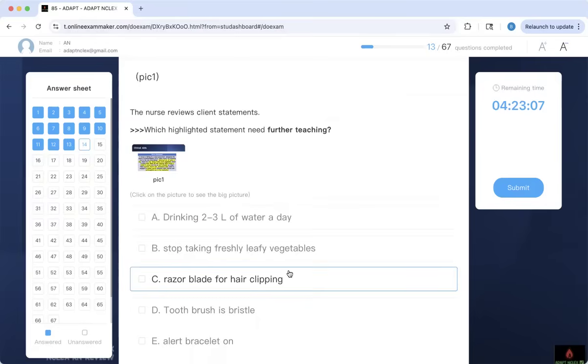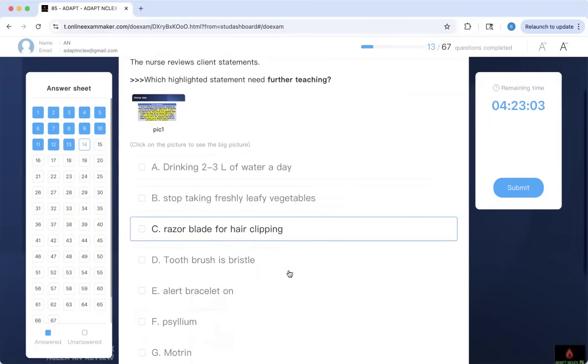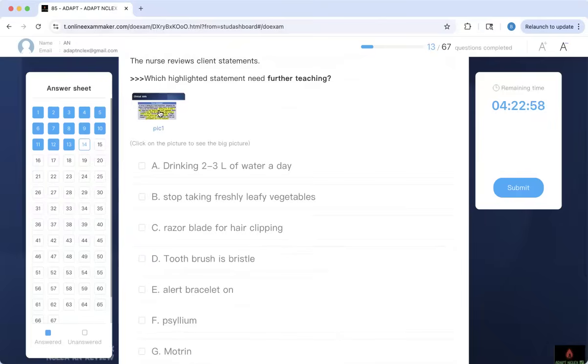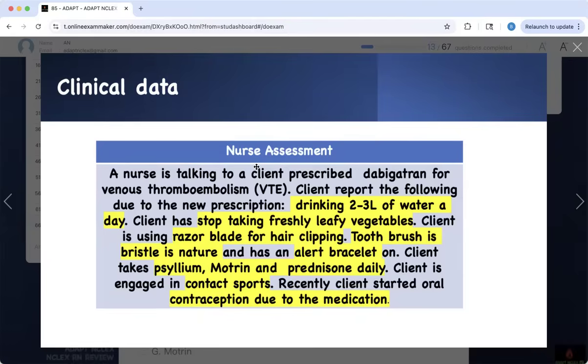And let's review the client statement. Which alert statement requires follow-up? This is built on the same question, right? And then she's talking to a client prescribed what? Dabigatran for VTE. The client reports the following due to the new prescription.